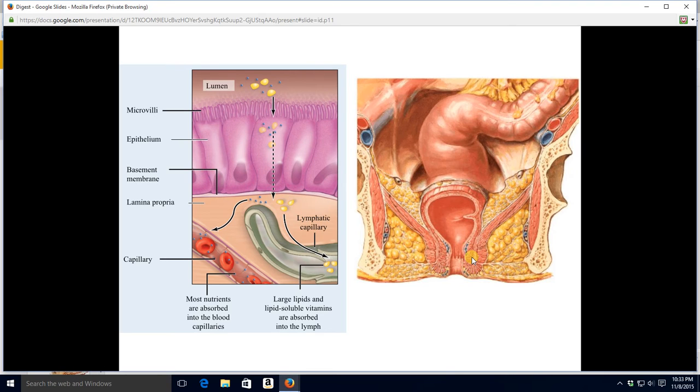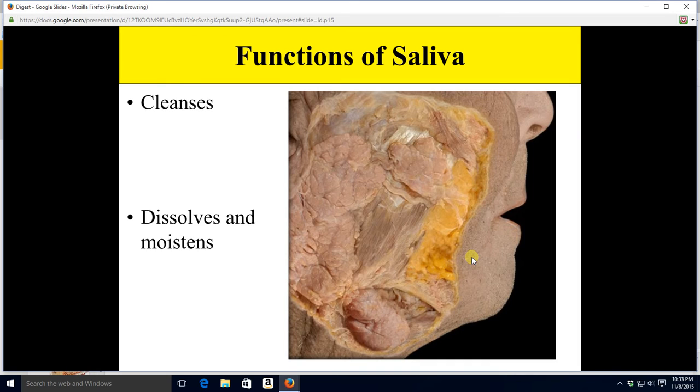Okay, let's keep going. We're going to start out in the oral cavity. And one of the big functional events in the oral cavity, besides chewing and swallowing, and of course chewing is mechanical digestion, swallowing is known as deglutition, we also got saliva going on. Remember your salivary glands?